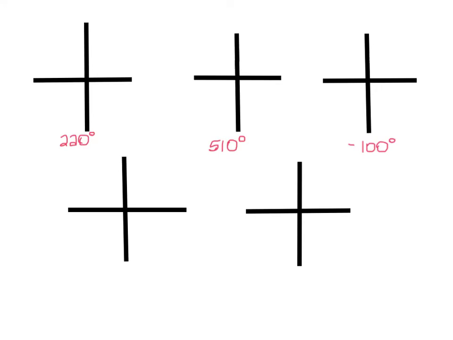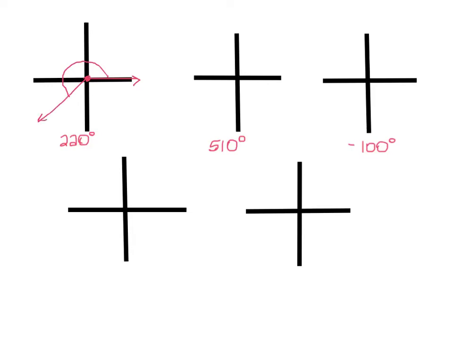Let's start with the angle 220. So I know the vertex is here in the middle, and I know this is the initial side. And 220, we measure angles counterclockwise. So 220, well, if I go to here, it's 180. So I'm going to have to go a little bit past 180. Here would be the terminal side.